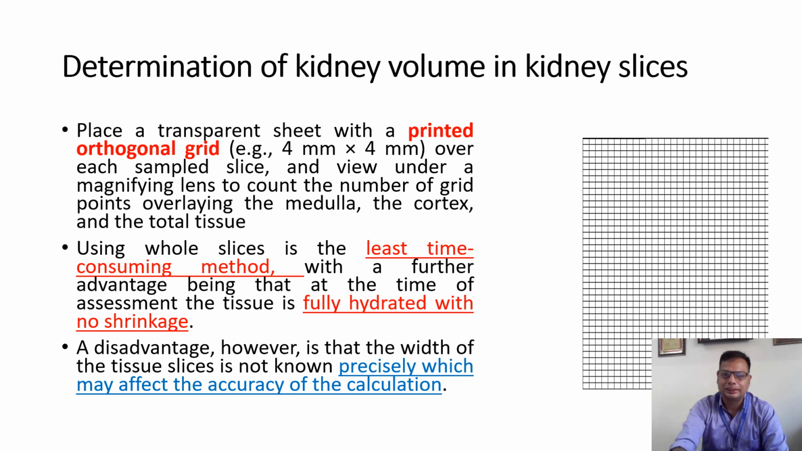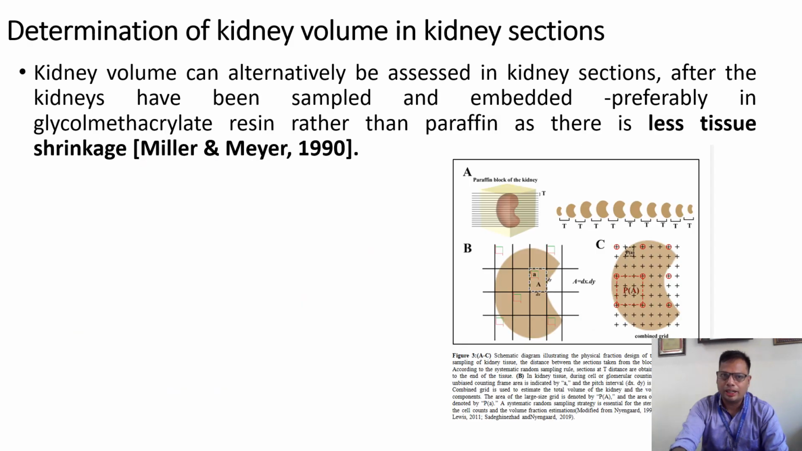Using the whole slices is very important, having the advantage of being the least time consuming, and it maintains the hydration without shrinkage. The only disadvantage is that it is not precisely accurate. Whereas the determination of kidney volume in kidney sections is the alternative, mainly done on sampled and embedded resins, preferably glycol methacrylate resin rather than paraffin due to less tissue shrinkage.